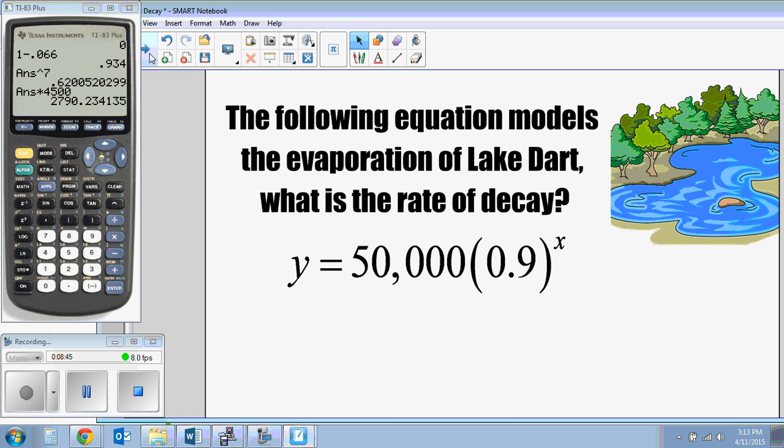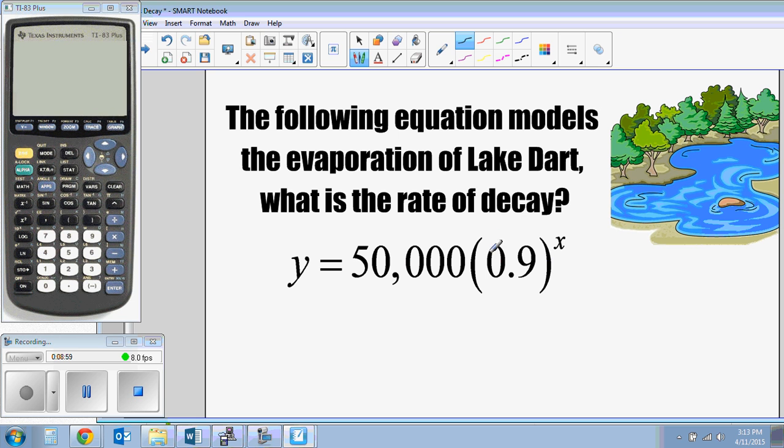All right. So in the next problem, it says the following equation models the evaporation of Lake Dart, and what is the decay rate? I know this is decay because it says evaporation, and this value right here is less than 1. When the b value is less than 1, it's decay. So I know that the decay equation was y equals a times 1 minus r to the power of t.